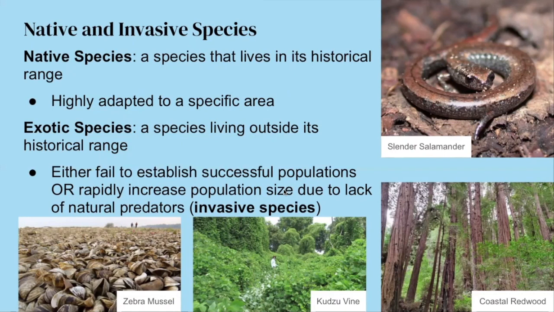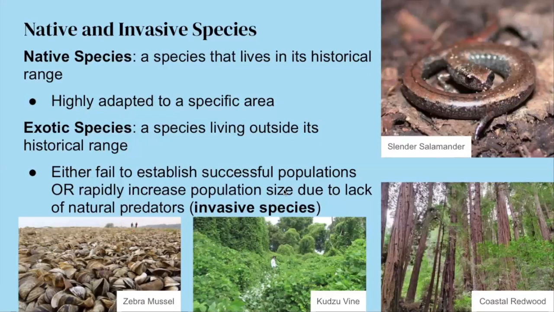And then within an ecosystem, we can also get exotic species. These are species that are living outside of their historical range. They're either introduced by people, they come in on some other organism, or they move into a different range for some reason. But with these exotic species, a couple of different things can happen. They can either fail to establish a successful population, or they can rapidly increase in population size because they don't have natural predators in that area.